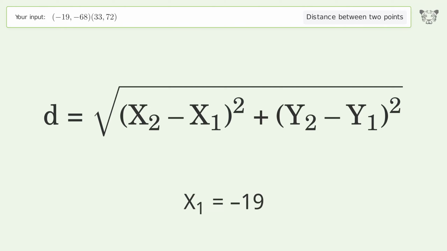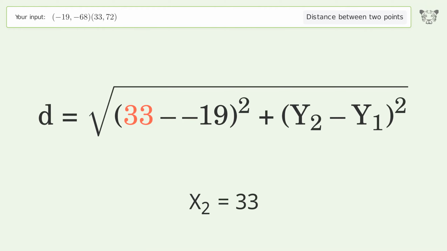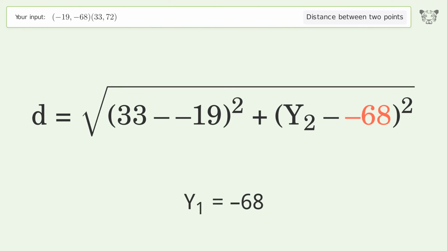x1 equals -19. x2 equals 33. y1 equals -68. y2 equals 72.